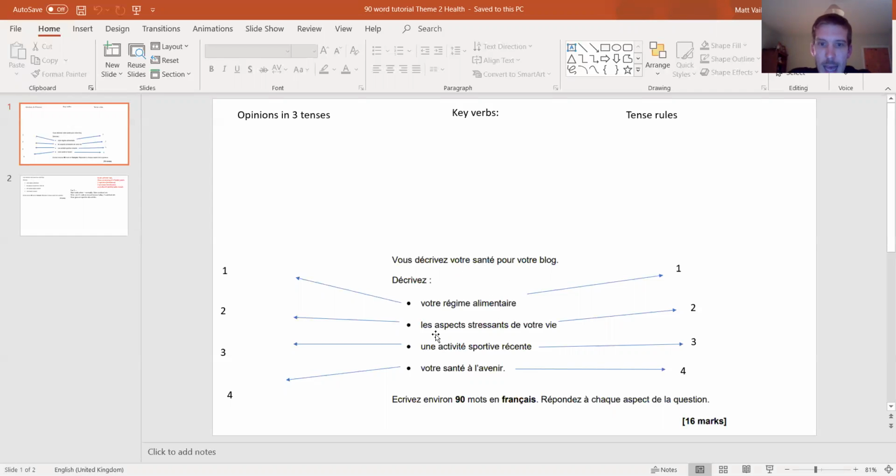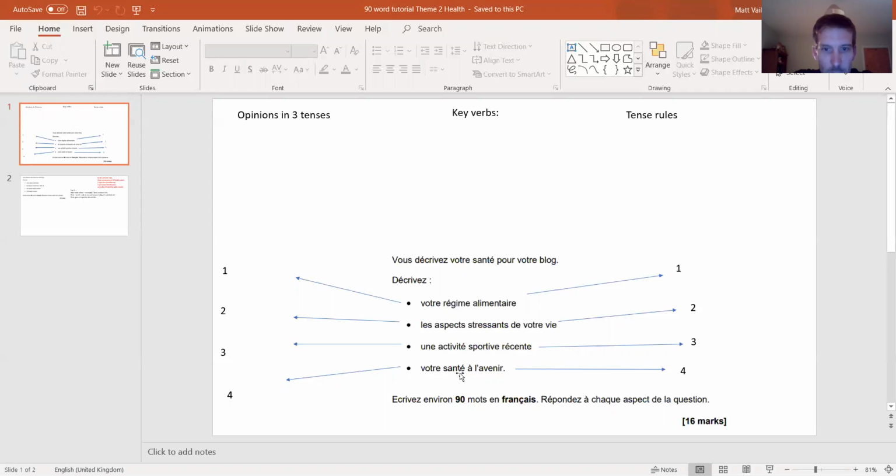Okay. And the second one is les aspects stressants de votre vie. Well, hopefully you've recognized the word stressant, stressful, and vie, life. So stressful things in your life, stressful aspects in your life. Okay. Third bullet point is une activité sportive récente. Well, again, keyword sportive, sporting, and récente, recent.